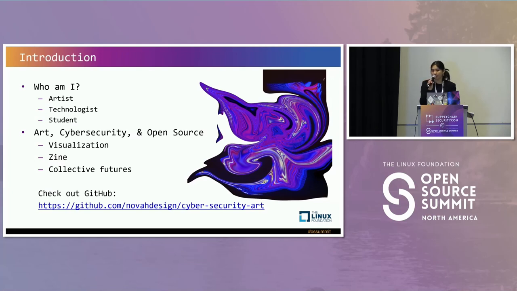So I will touch on a visualization, a zine, which you may have seen around the conference, and three collective futures of collaboration, information sharing, and the future of how open source can be more interdisciplinary and collaborative. If you are so inclined, I also have my GitHub on the screen, which you can check out and see my code and all the data I've used for the visualizations you will see in the zine and also the slide deck.